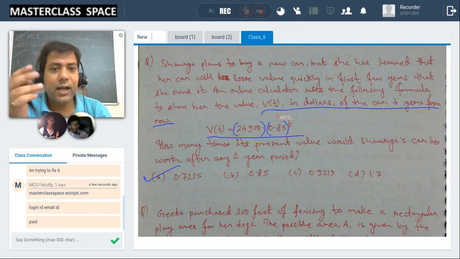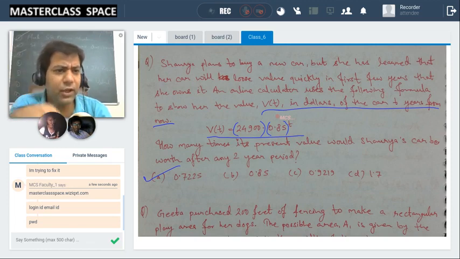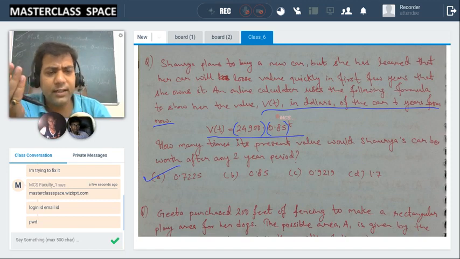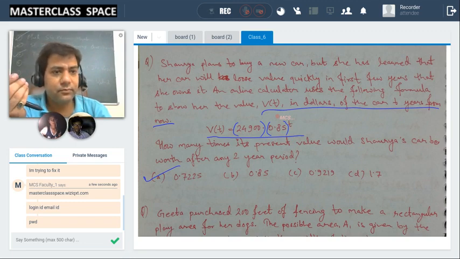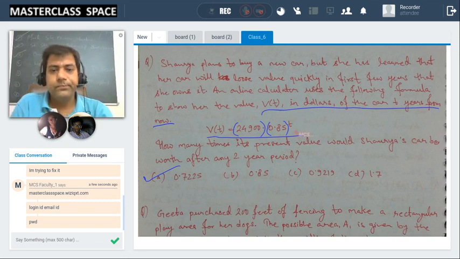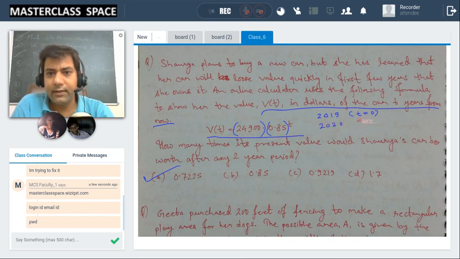This is the question. Actually it is between any 2 years. It is going to be the same. For example, if you are taking this year as the 0th year, after 2 years, at the end of 2021, what is going to be the value? For example, I am considering 2019 January as T equals 0, 2020 January as T equals 1, 1 year, and 2021 January as T equals 2.